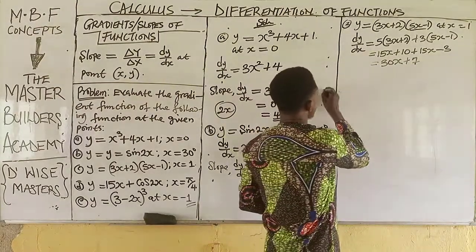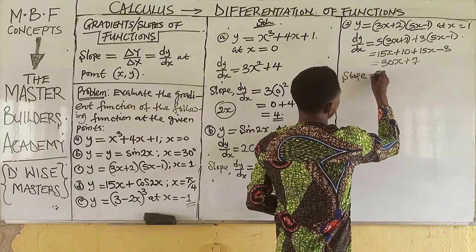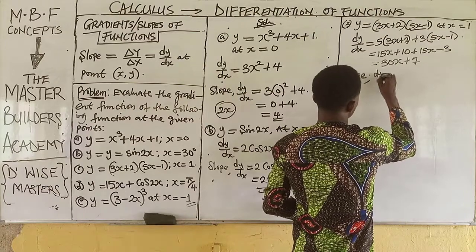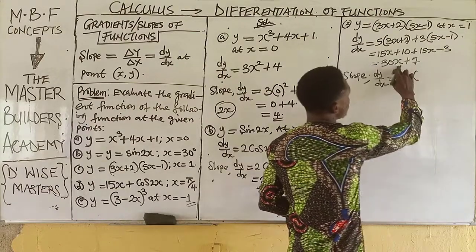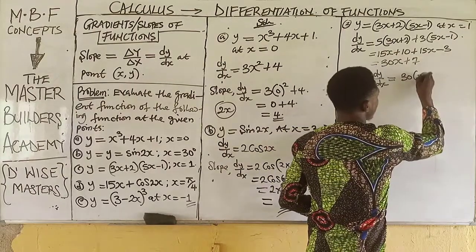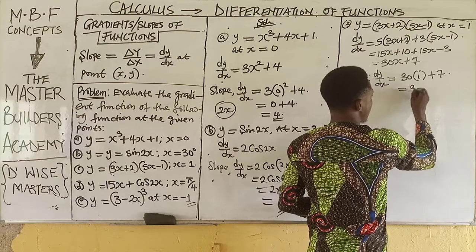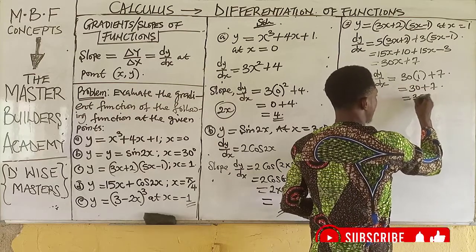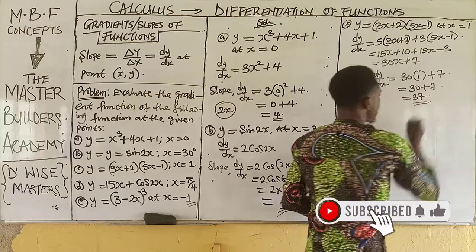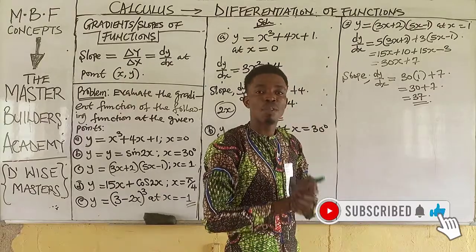But now, how do we get the slope? We understand that slope, which is same thing as dy over dx, is equal to 30 multiplied by what's the value of x that we were given? 1, plus 7. Now 30 multiplied by 1 is 30 plus 7. And 30 plus 7, we have 37. This is the slope of this particular question.